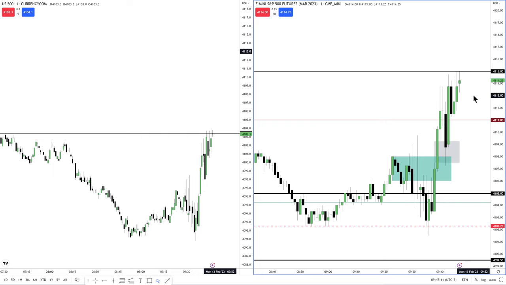Watch this wick right here. I'm watching the midpoint of that with consequent encroachment. We've already tapped it here, so I want to see it expand through. There we go, like that. I'd like to see it print 41.18.